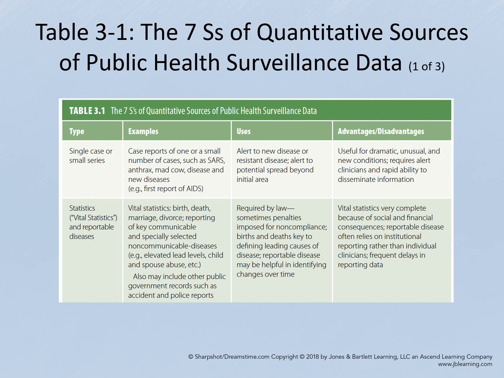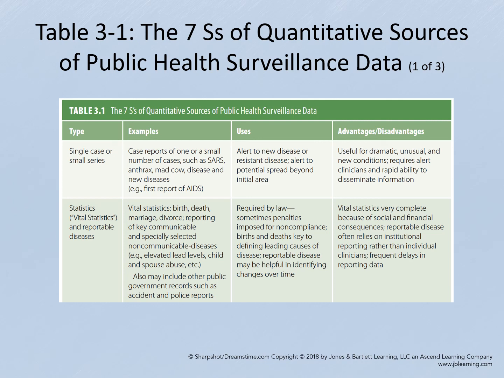So the use of single case or small series is to alert to a new disease or resistant disease. They alert to potential spread beyond the initial area. It is useful for dramatic, unusual, and new conditions. It requires alert clinicians and rapid ability to disseminate information. Right now, case reports of coronavirus are kind of like a single case or small series. Initially, when it started, we had just the knowledge of the disease, and case reports help us to identify more about the disease.